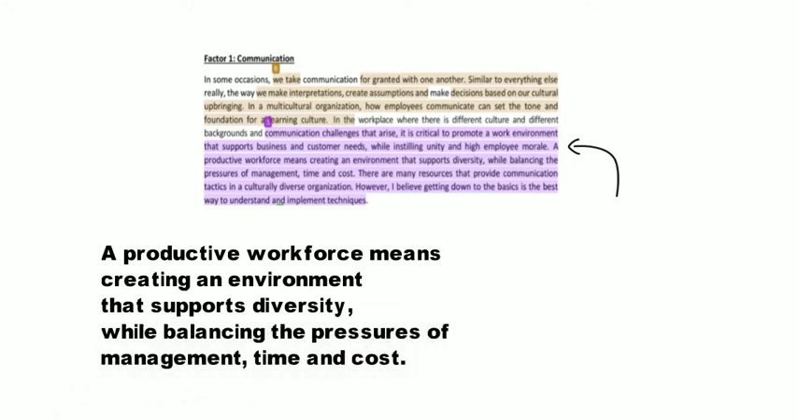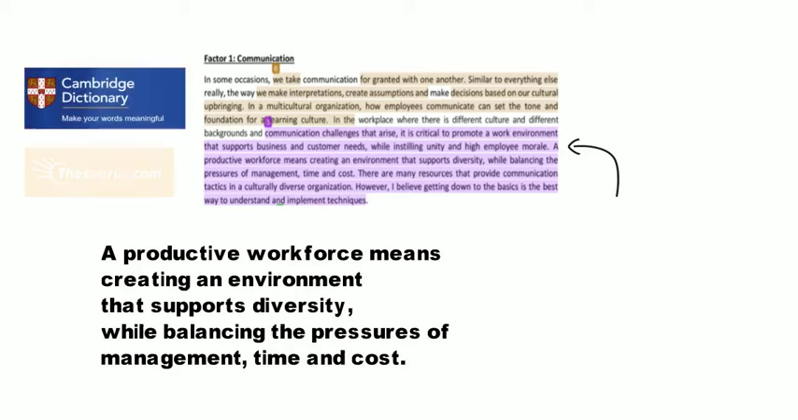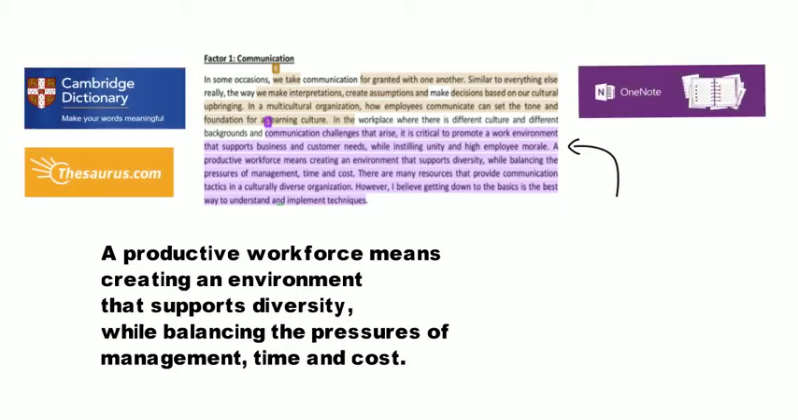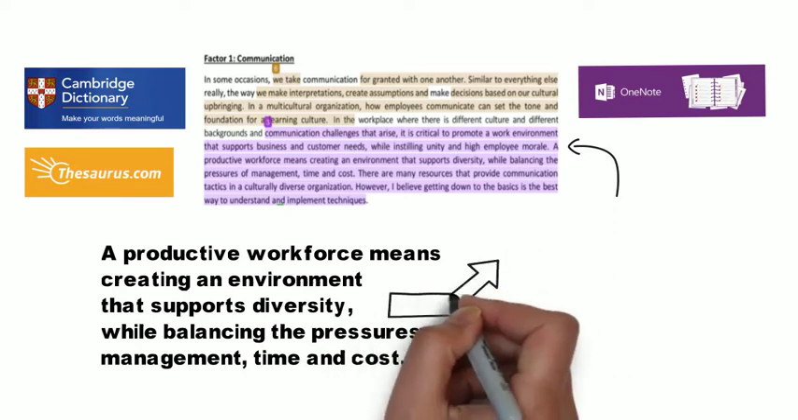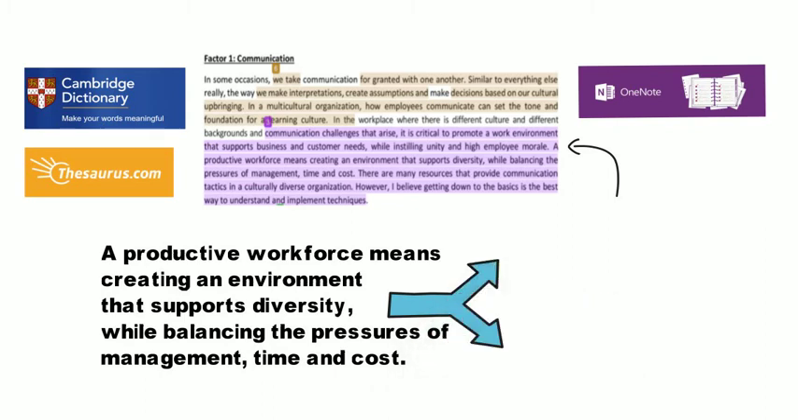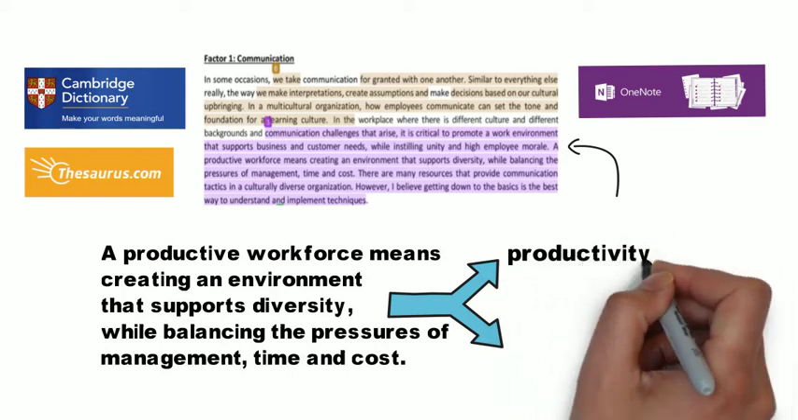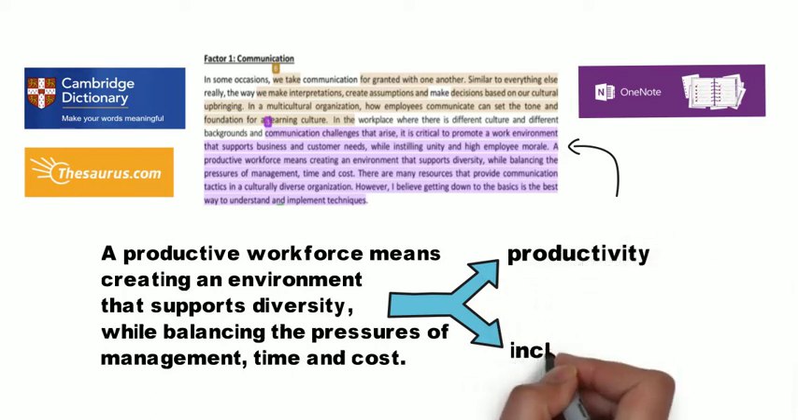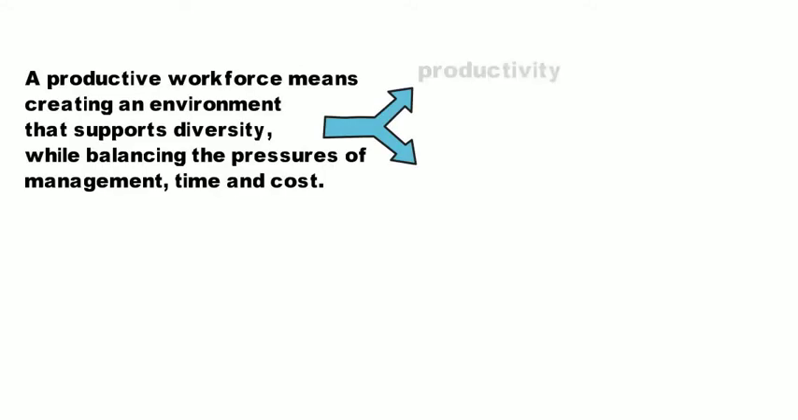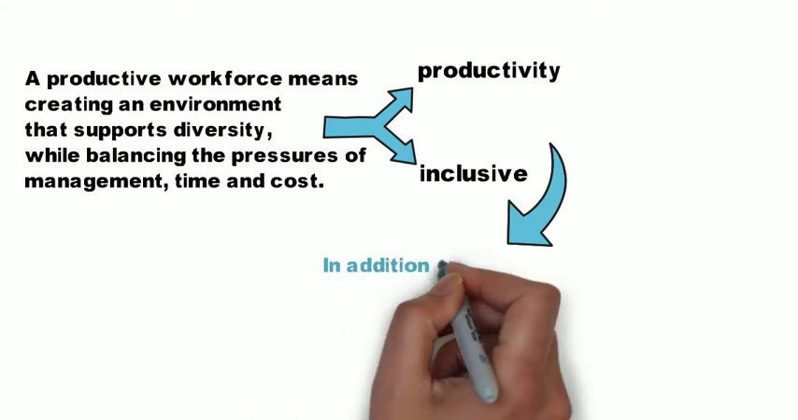If we tried to rewrite this using our own words, we would firstly need to read it several times until the message became clear in our heads. Then, using a dictionary, thesaurus, and maybe some free note-taking software like OneNote, we would try to identify different word forms and synonyms. For example, productive could be changed to productivity, and diversity could be changed to inclusive. We would then use these notes to rewrite the original so it looked like this.